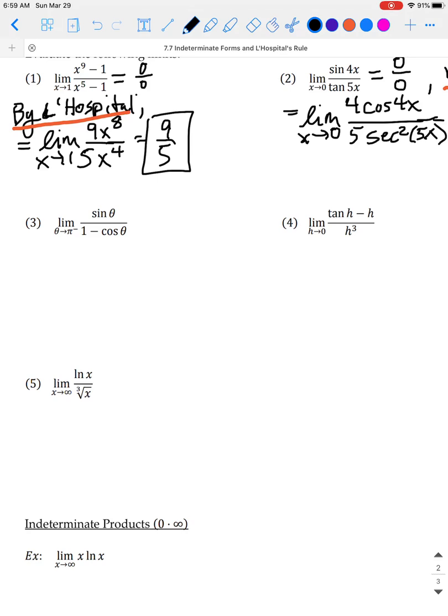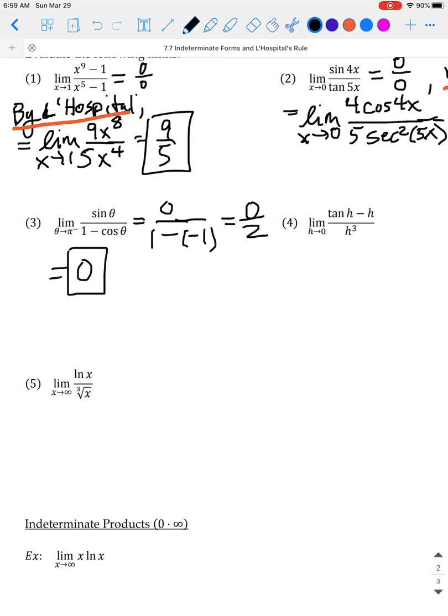So for number 3, we can plug in pi, it looks like. So we're taking the limit as theta approaches pi from the left. So this is going to be a one-sided limit. So if we plug in pi, sine of pi is 0, and cosine of pi is -1. So what we get here is 0/2, which means the limit is equal to 0.